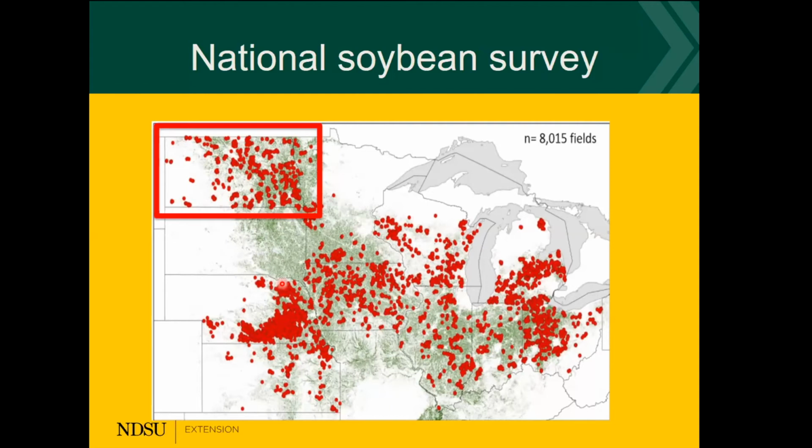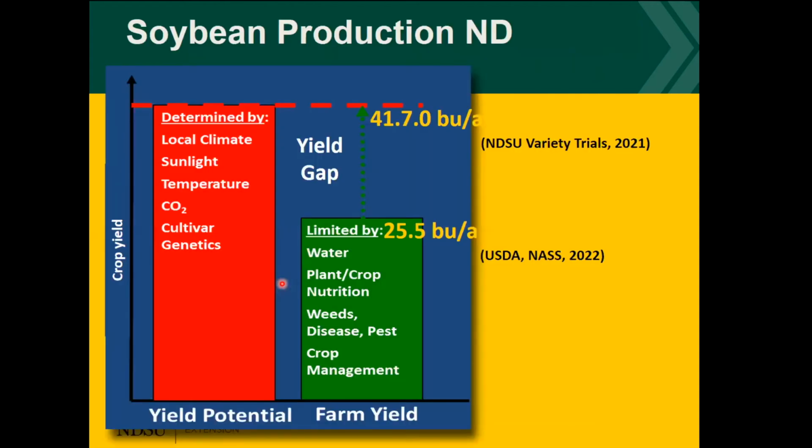So the idea was that we see that there is a production difference between what we can obtain in some of our variety trials. So I'm just picking here the variety trials at NDSU were 41 bushels per acre in 2021. And as you heard, the statistical service is predicting 25.5 to 26 bushels per acre of yield at the farm level. So as you can see, there is a yield gap between those two.